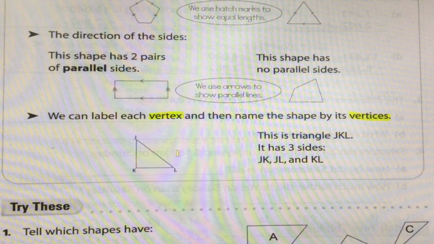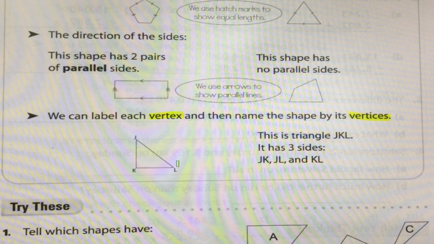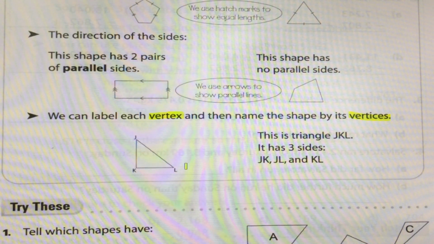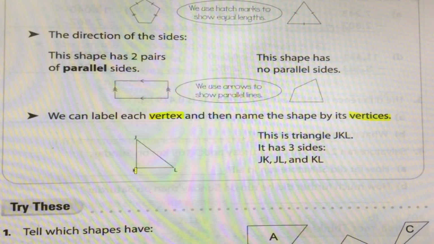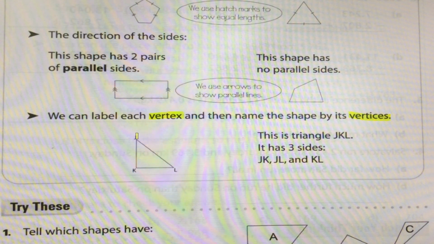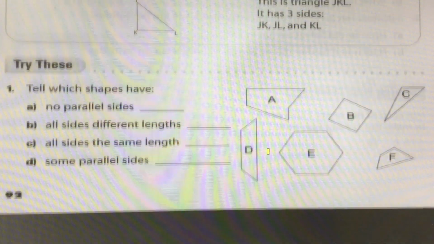It has three sides, JK, JL, and KL. We could also refer to KL as LK or KJ or LJ, but it's important that we refer to them this way, and we separate them with a comma. Okay? Within the exercises themselves, it's very straightforward.